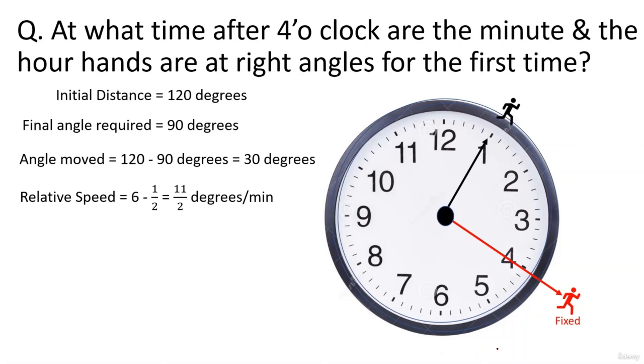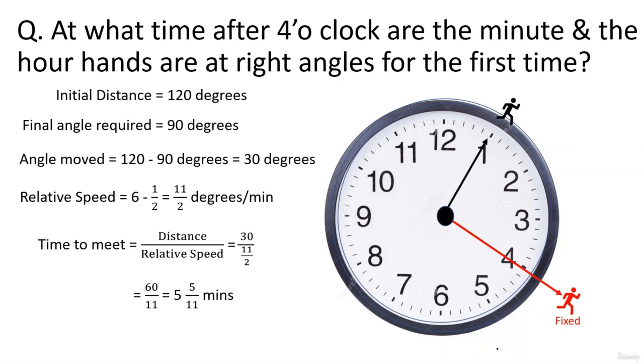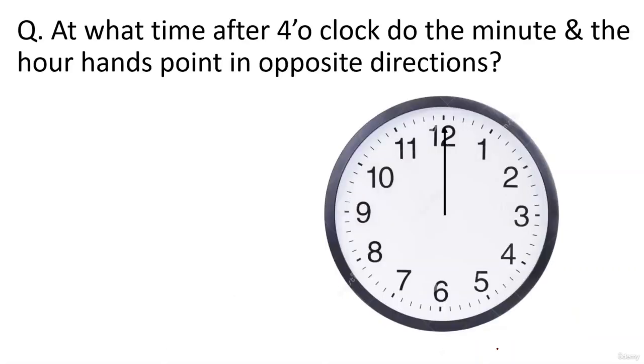The minute hand will move at the relative speed of 11 by 2 degrees per minute. 30 degrees at the rate of 11 by 2, how much time will you take? 60 by 11, or 5 5 by 11 minutes. So exactly at 4 and 5 5 by 11 minutes, the two hands will be at right angles for the first time. Okay, let's go on further.